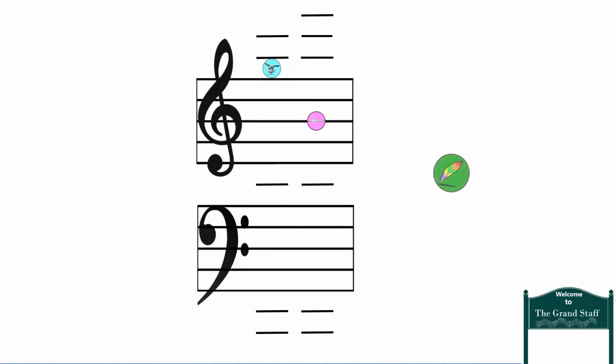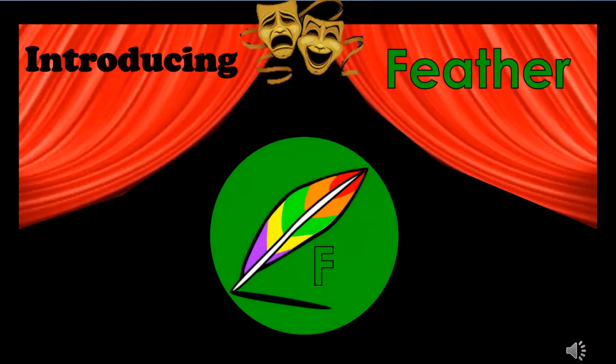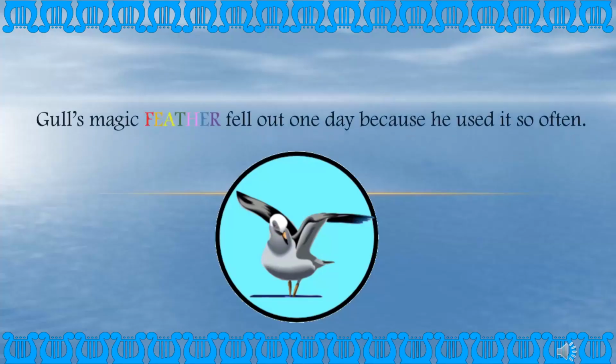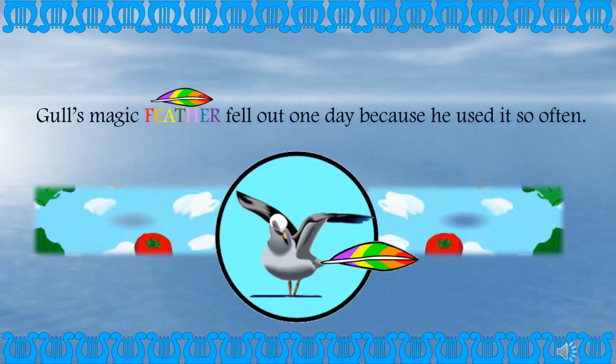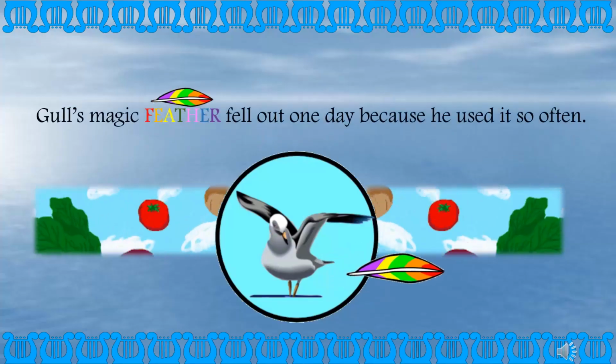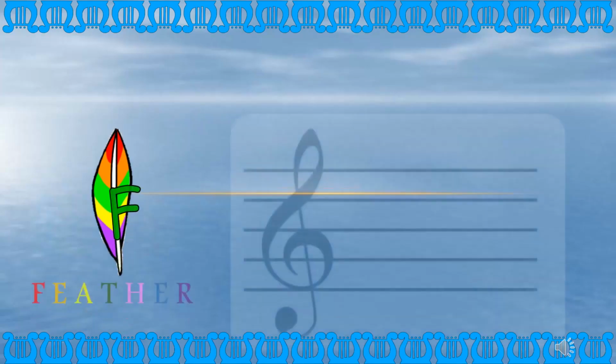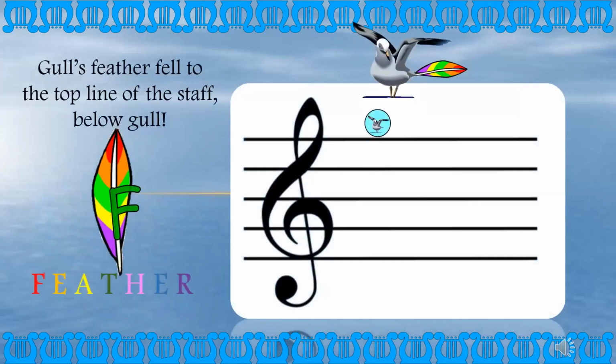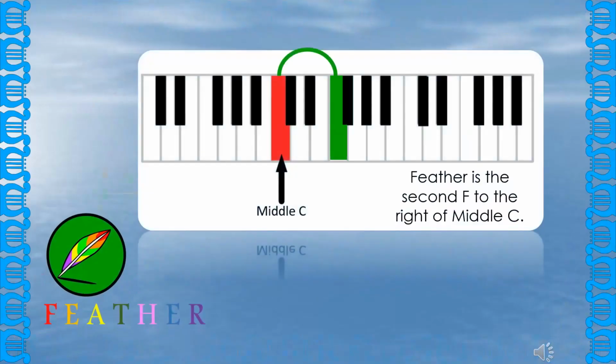Okay, our next character isn't really a character, it's a feather that used to belong to Gull. So Gull had this magic feather that he could use to make people drop their food. But he used it so often that one day it just fell out. So you can imagine when his feather fell out, it of course fell on the line right below him on the staff. Feather is the second F to the right of middle C.